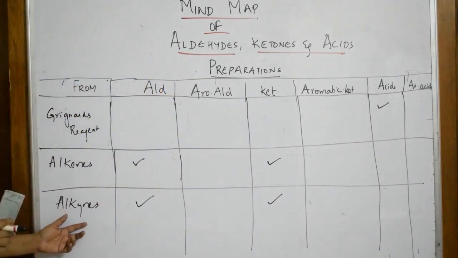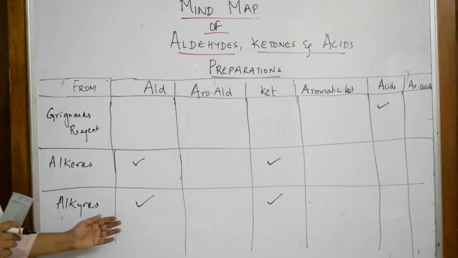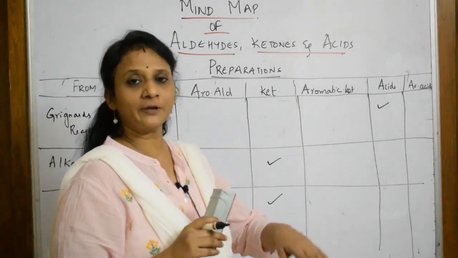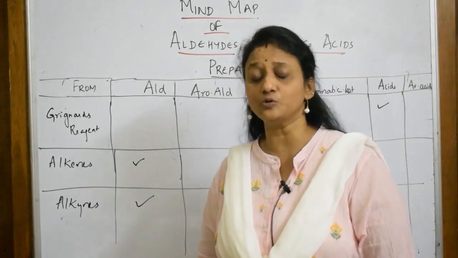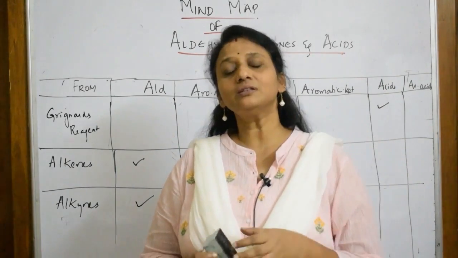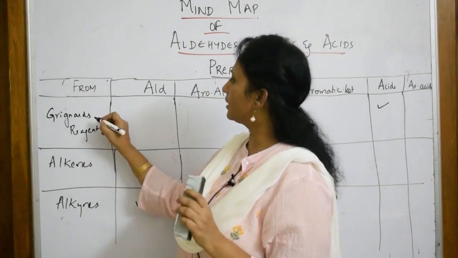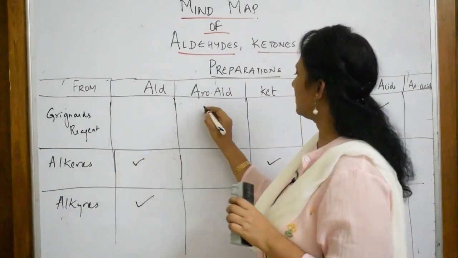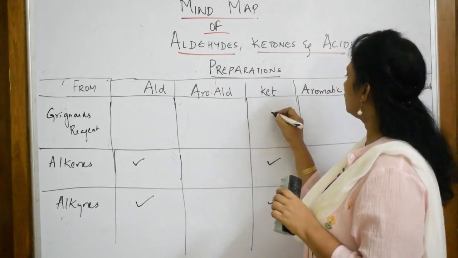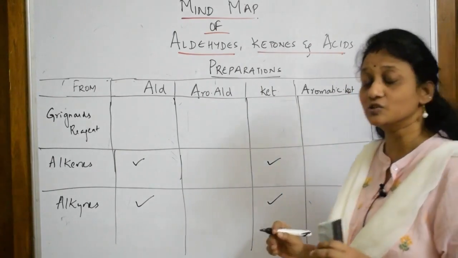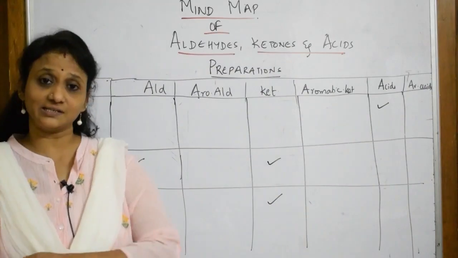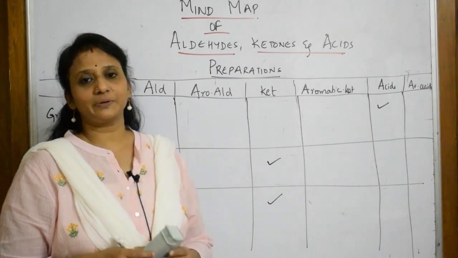Then comes your alkynes. So from alkynes, I can prepare aldehydes and ketones. Okay, don't worry students, simple it is. Actually, this table will be very useful for you. How? I'll tell you. When you learn the reaction, you can come back. Okay, Grignard's reagent, write the reaction. Aromatic aldehyde, not there. Ketone, not there. Aromatic ketone, not there. Acids, it is there, write the reaction. So this table will be useful for both the cases. Let us see. Now with this, preparations are over.